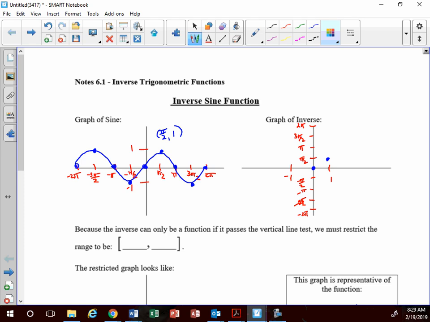Okay, the next one on my sine graph would be pi, 0. So where am I going to go? 0, pi, right? So over 0, up pi. Next would be 3 pi over 2, negative 1. So I'm going to go negative 1, up 3 pi over 2. And then the last one, 2 pi, 0. So I'm going to go 0, 2 pi. Could you guys keep following that pattern down below? Okay. And then I'm going to draw it.